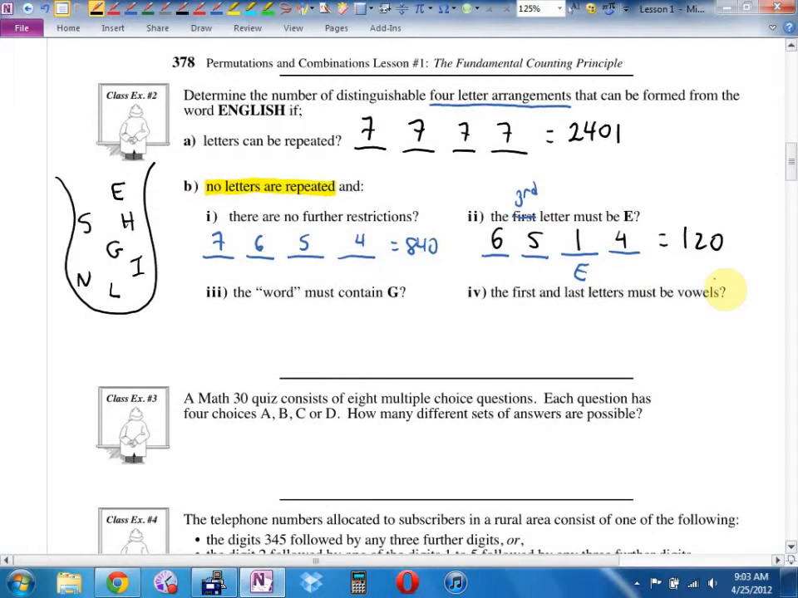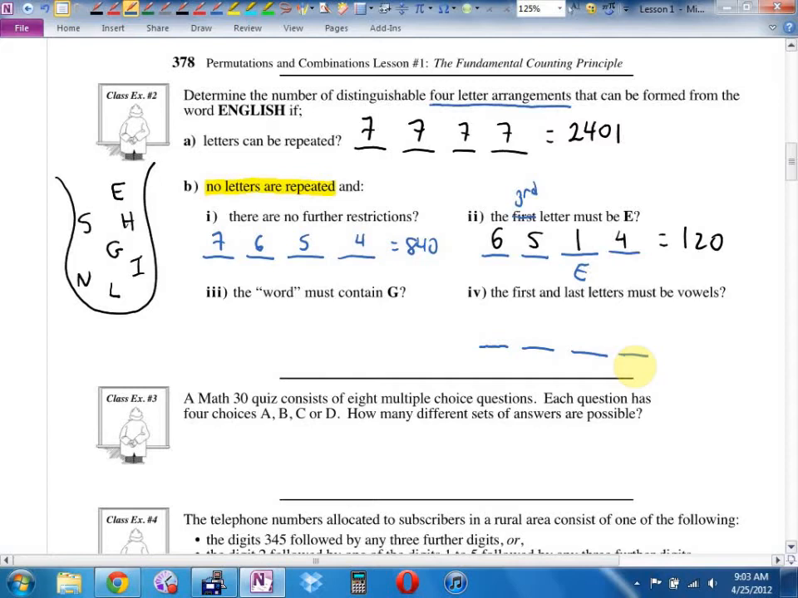The first and the last letters must be vowels. For Leah, my ESL students, A-E-I-O-U are vowels in English. A-E-I-O-U. For all of you, Y is not going to... Well, sometimes... No, not in math. Y is not going to be a vowel. It's always going to be a consonant. Okay?